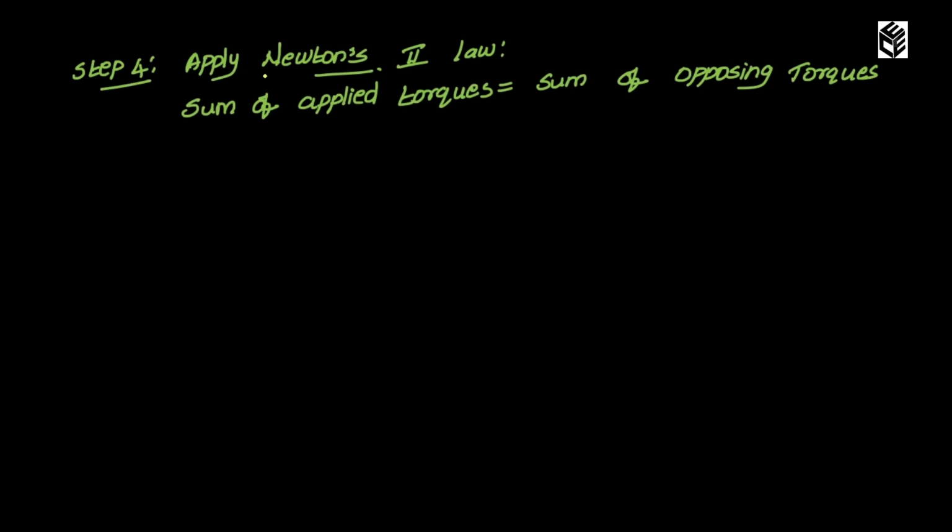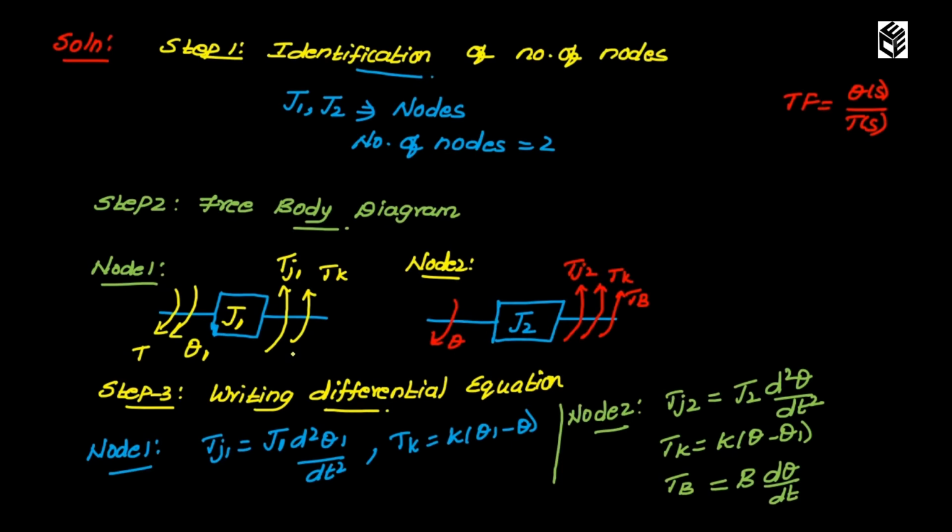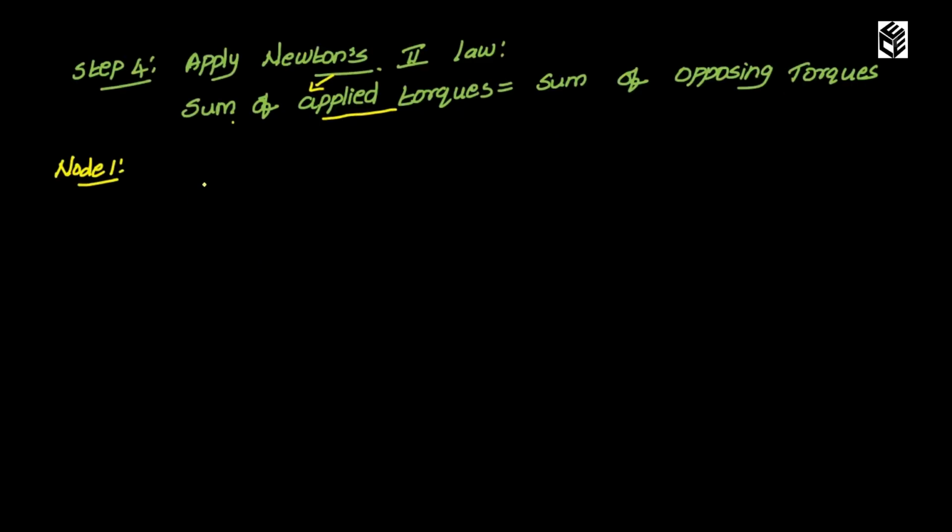Our fourth step is to apply Newton's second law. So, what is Newton's second law? The sum of applied torques is equal to the sum of opposing torques. For node 1, we have an applied torque, correct? For node 1, we have an applied torque and the opposing torques Tj1 and Tk. So, we are going to write this as T is equal to Tj1 plus Tk.